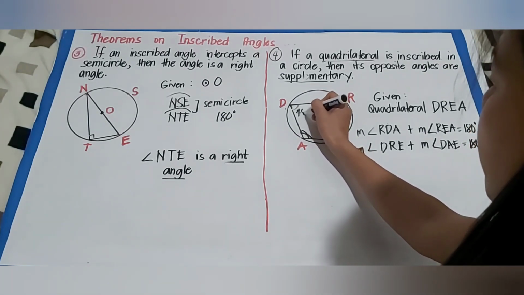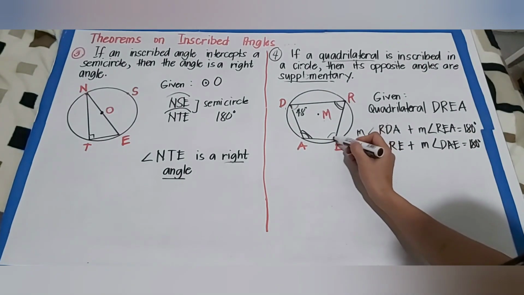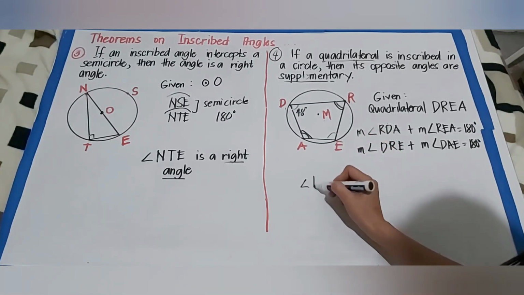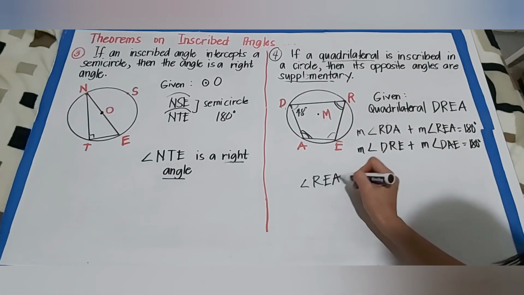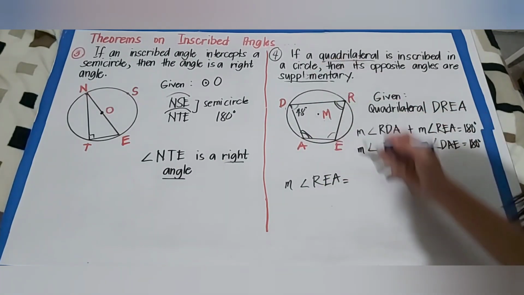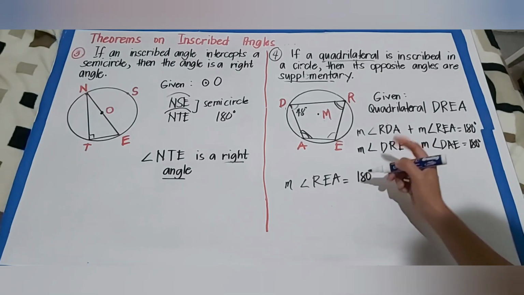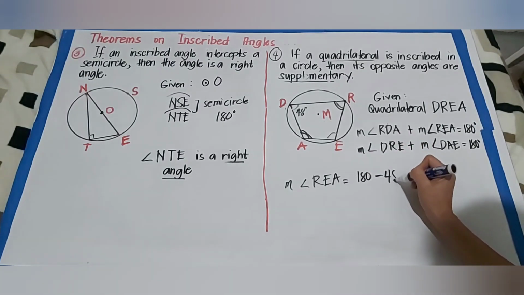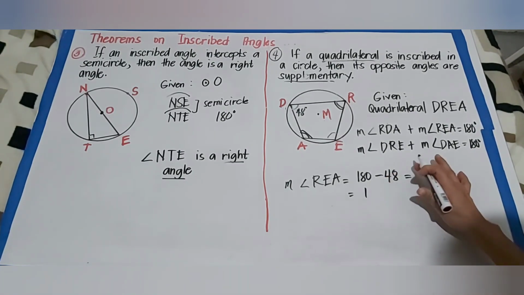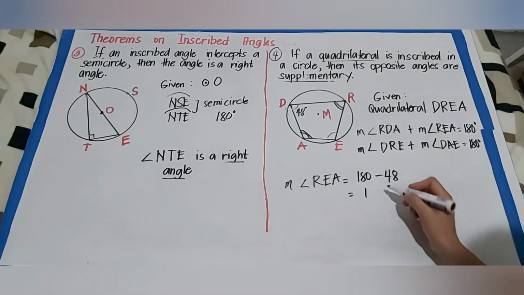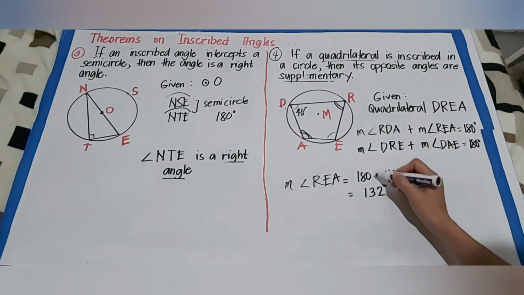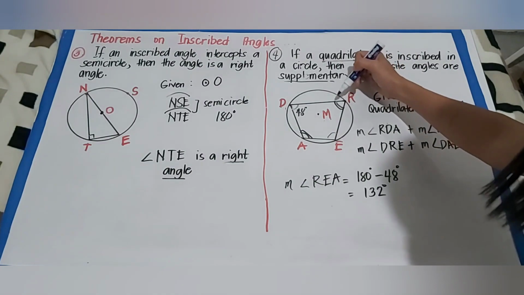48 degrees, anong measurement nito? So, yung angle E, angle REA, ayan, itong angle REA, dahil 48 yung katapat niya, isubtract lang natin si 180. Kasi 48 from 180. So, that is 132. Yes, 132 degrees.